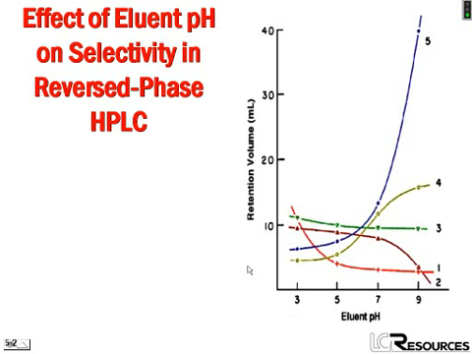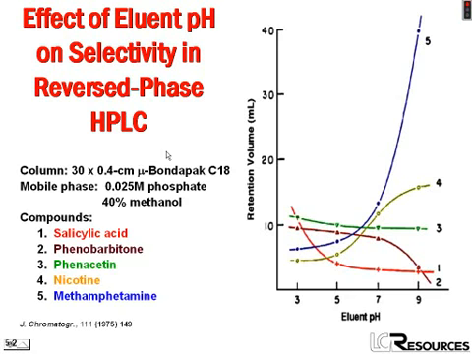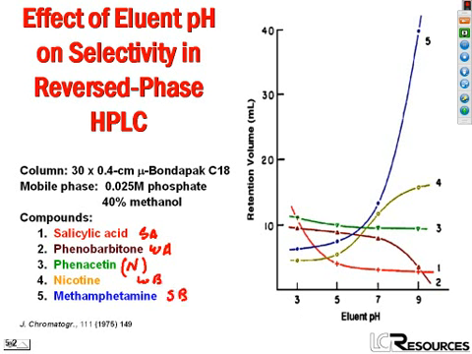Well, does this reflect reality? Well, we have some evidence for that. What I've got here is, in fact, retention plots for a mixture of compounds. We've got salicylic acid, which is a strong acid. We have phenobarbital, which is a weak acid. Phenacetin, which is essentially neutral, under these conditions anyway. Nicotine is a weak base, and methamphetamine is a strong base.